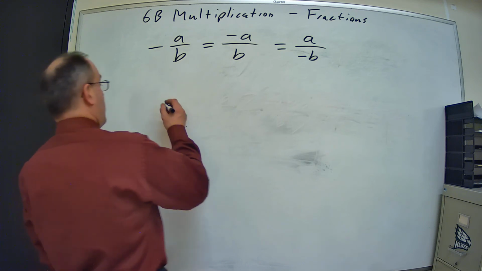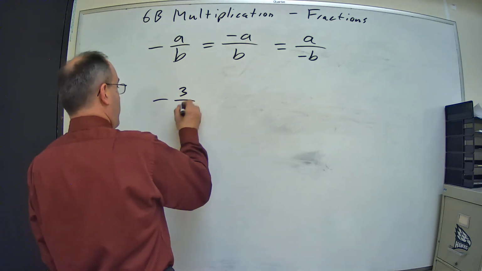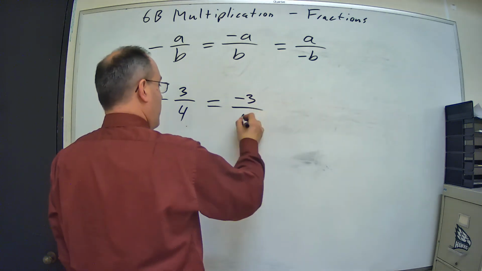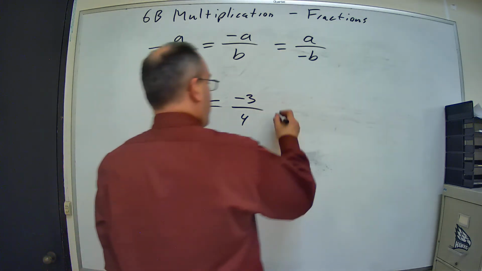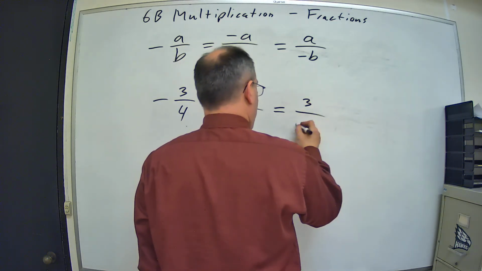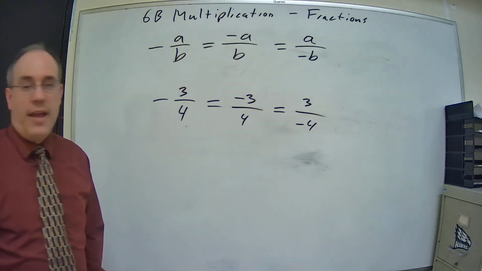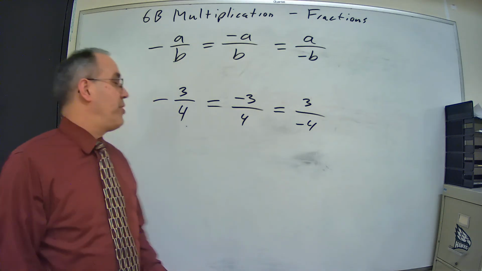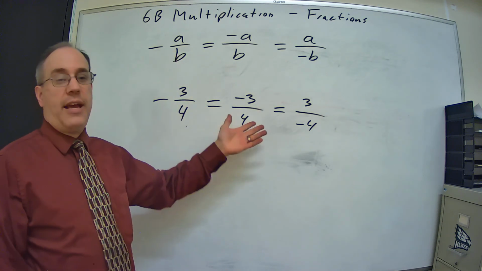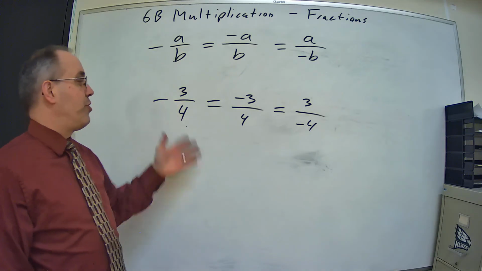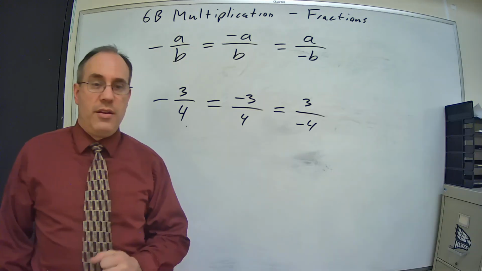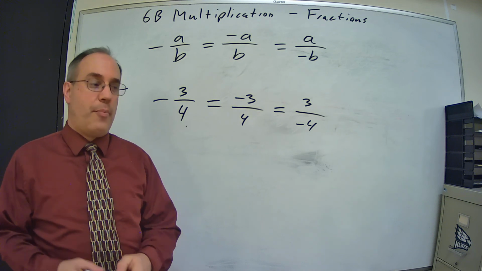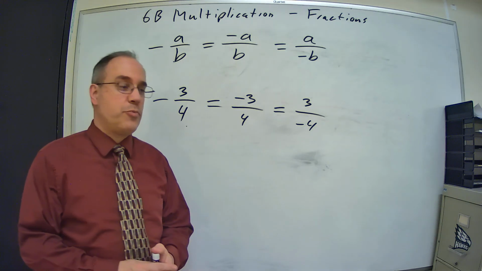Meaning, if I have negative 3/4, that is the same as saying negative 3 over 4, which is the same as saying 3 over negative 4. And that becomes very powerful when dealing with fractions and negative signs, because we can move them around to make our life easier as we continue on with other operations. And there's multiplication of fractions.